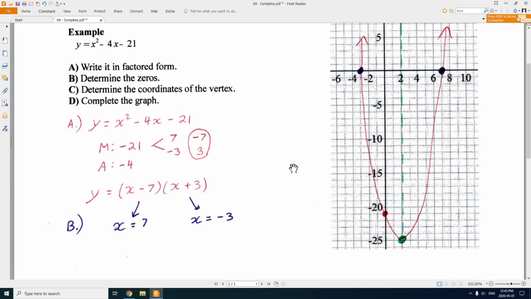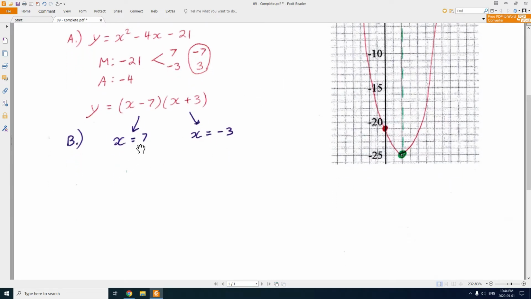All right, well, let's think about it here. We've done questions like this before. If you have the x-intercepts and you want to find the vertex, what do you do? You start by finding the axis of symmetry, and then you plug that axis of symmetry in to find the coordinates of the vertex. That's what we're going to do now.